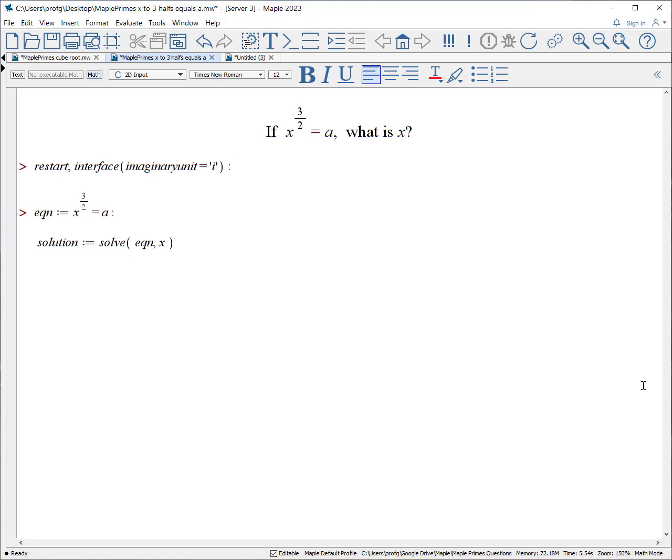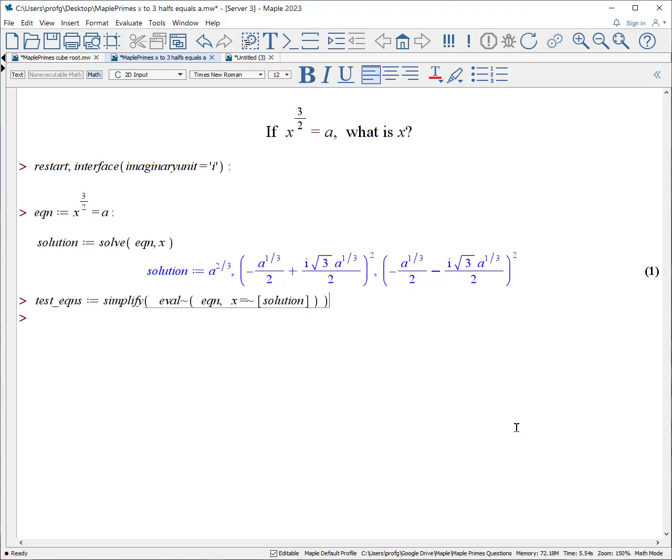Here's our equation. x to the 3/2 is equivalent to a. Let's solve it for x. Wait, we seem to have gotten three solutions. Are all these solutions correct? Well, let's find out. What we're going to do here is set x equivalent to each of these three solutions that we have here. Then we're going to reevaluate our equation with those answers, and we'll make sure they get simplified. So to read this off, we are going to simplify where we evaluate element-wise the equation such that x is equivalent element-wise to this list of solutions.